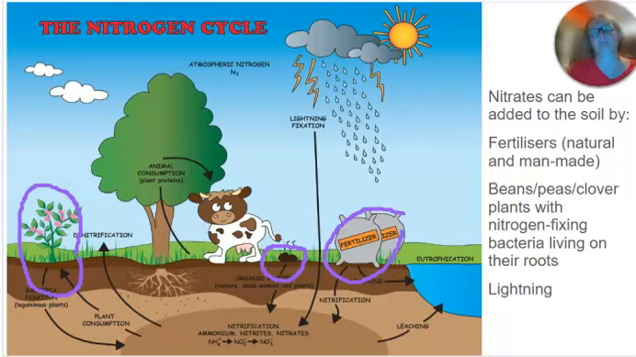The third way to add nitrates is quite dramatic. It doesn't happen very often, and it's when lightning travels through the air, and oxygen and nitrogen in the air are actually superheated and they react with each other to form nitrates. So when it rains, they drop down into the soil.